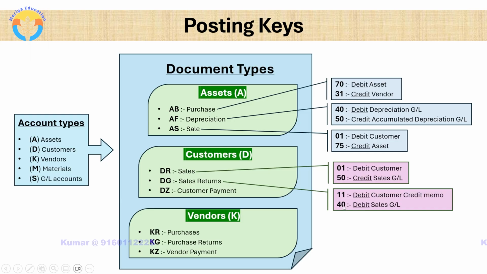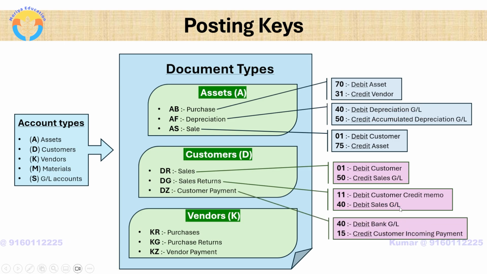And sales GL is a normal GL account, that is 40. Posting key is 40. Here also 40 is there and here also 40 is there. Posting key is the same because it is also a normal GL account. But the GL account name is here. This is used for sales and this is used for depreciation.